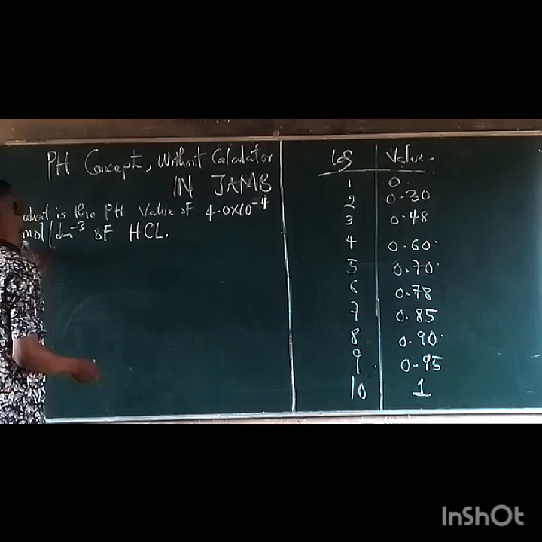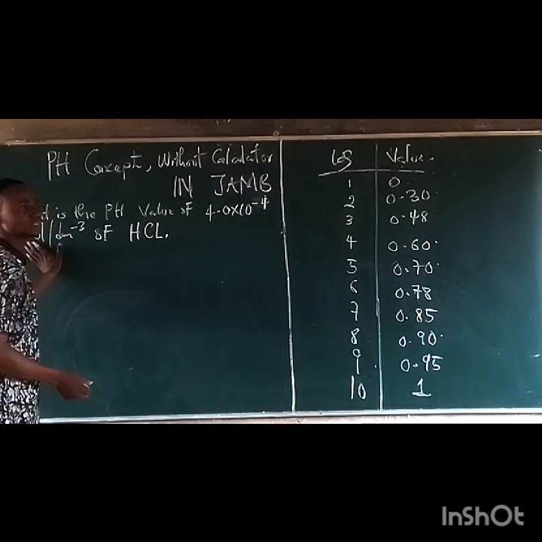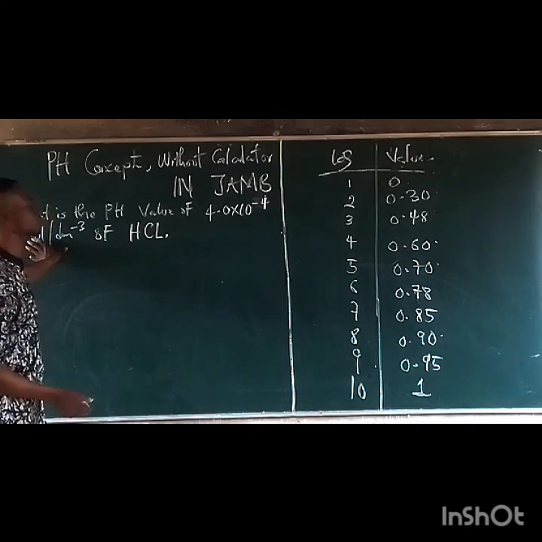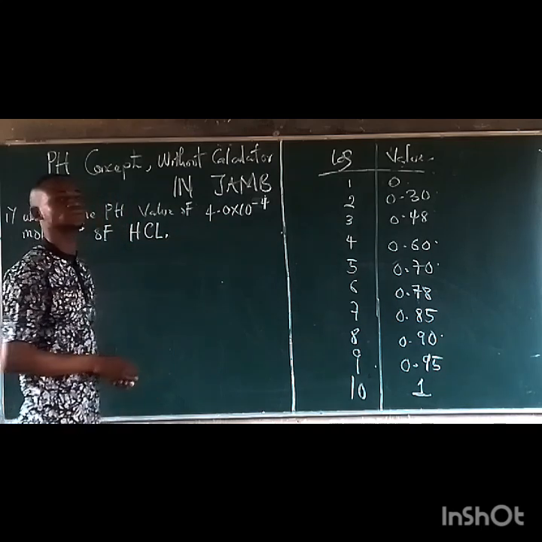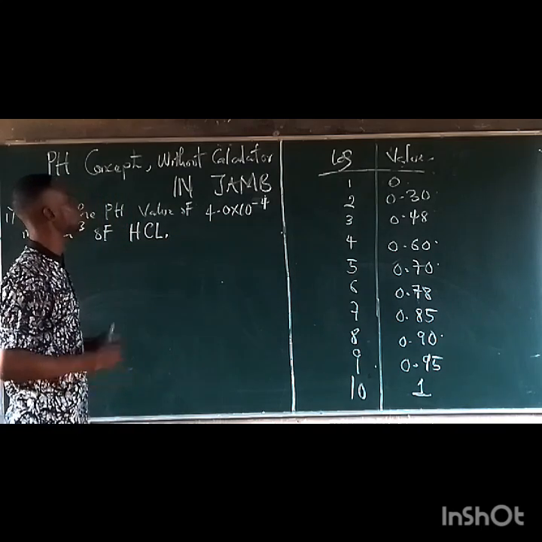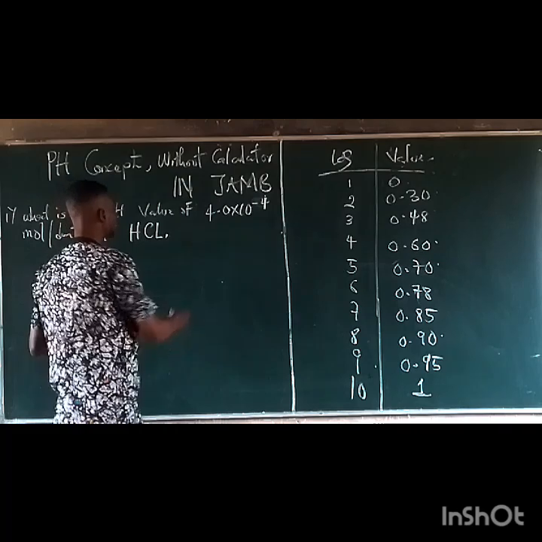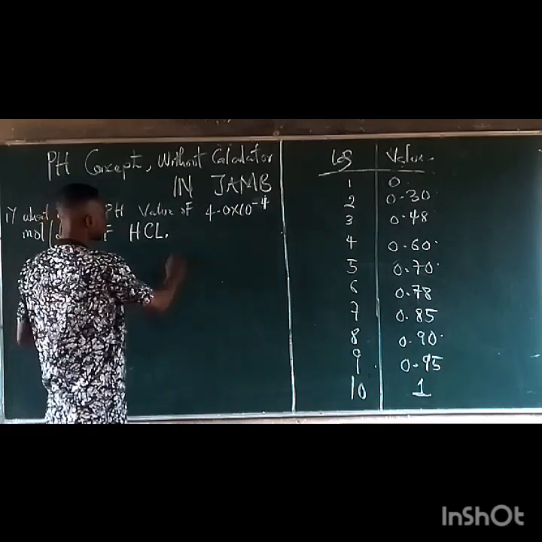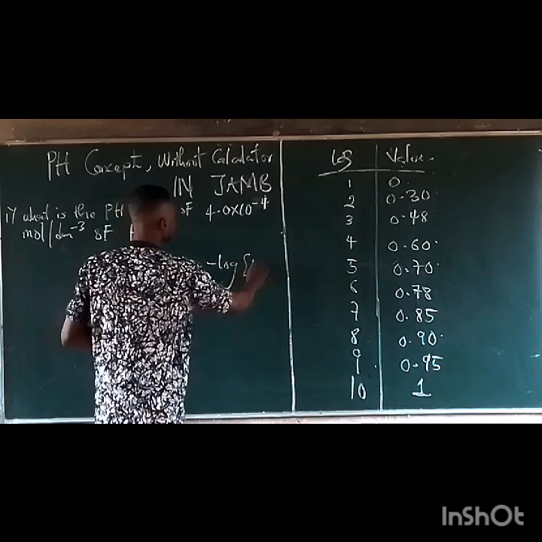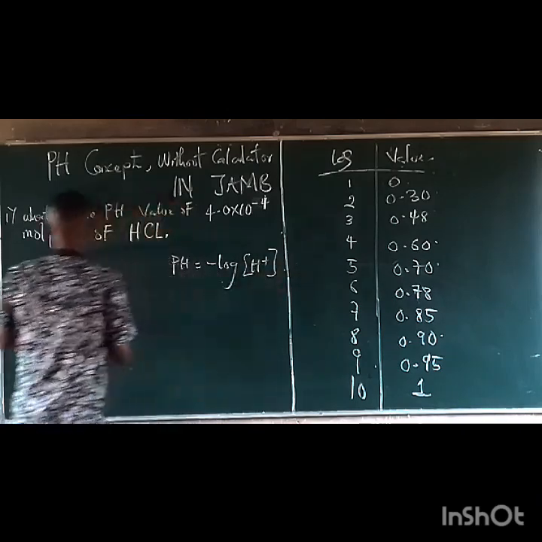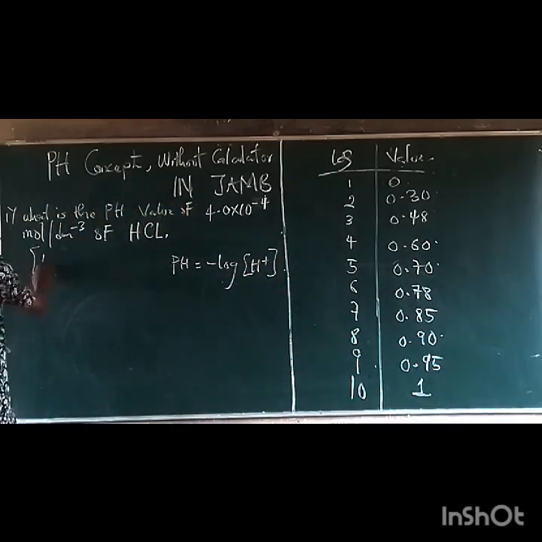That shows that this is the concentration of what? Hydrogen. This is the concentration of hydrogen we are given. We just said that pH is equal to minus log of hydrogen ion concentration. Remember, this value they give you here is the hydrogen ion concentration presently.